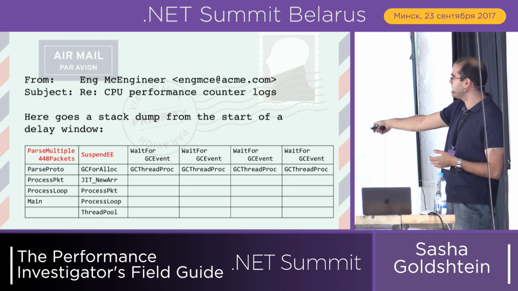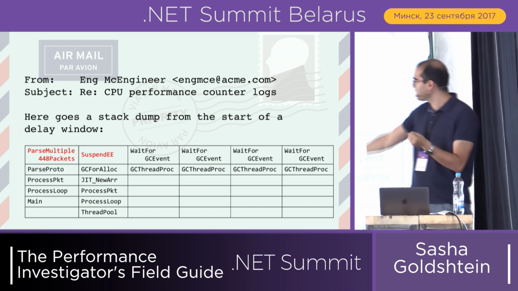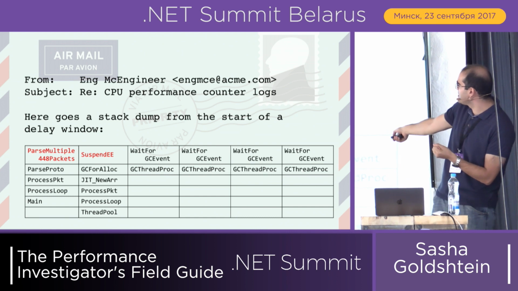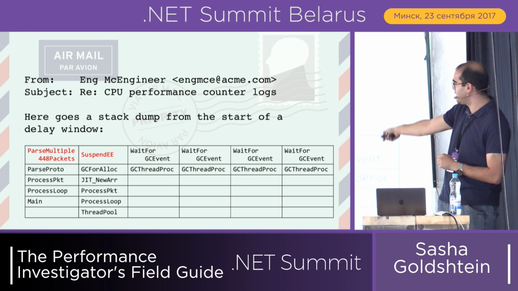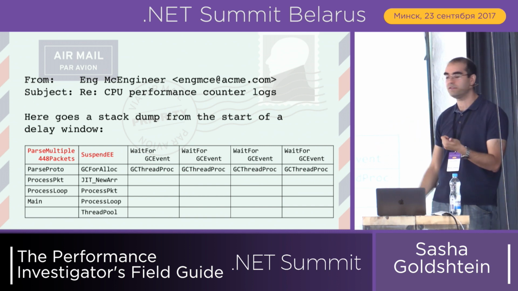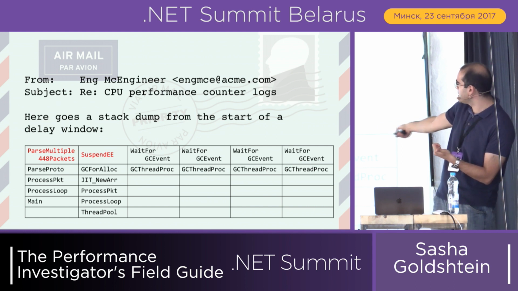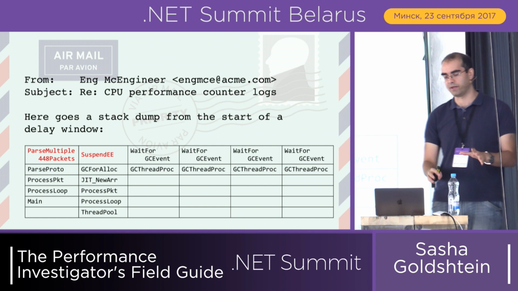So it's trying to do something called suspend EE. It's trying to suspend this thread so that these threads can start doing garbage collection. It's a little complicated, right? So we have this thread failing to allocate, trying to suspend this thread so that the GC threads can start the garbage collection. And that was always happening.